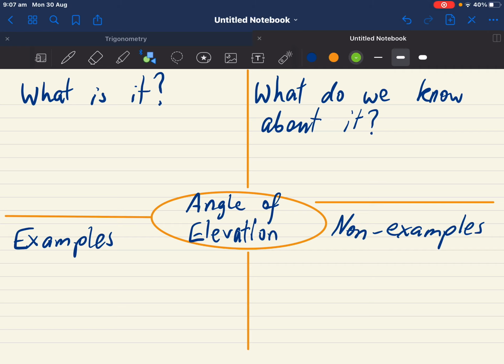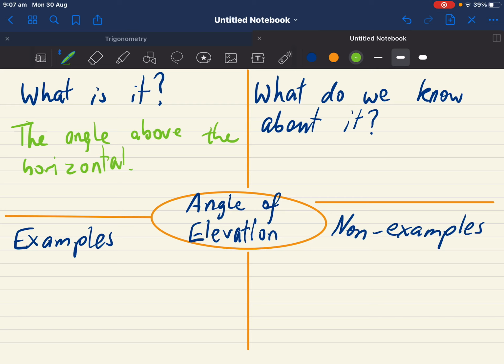Okay, so what is it? I'm going to put here, it is the angle above the horizontal.